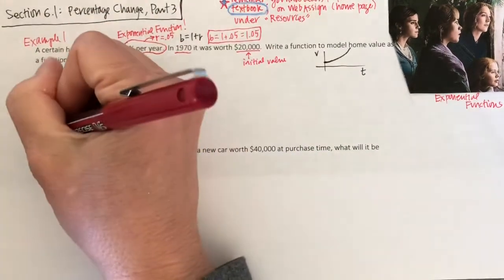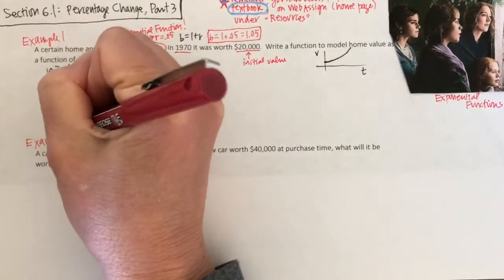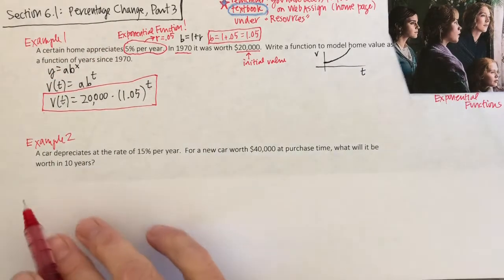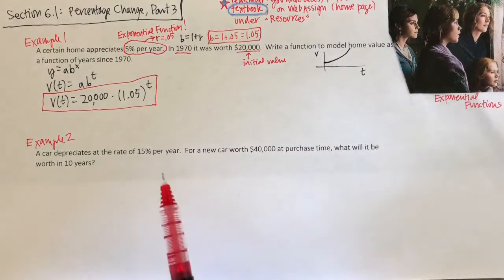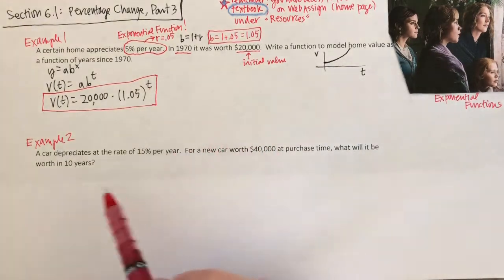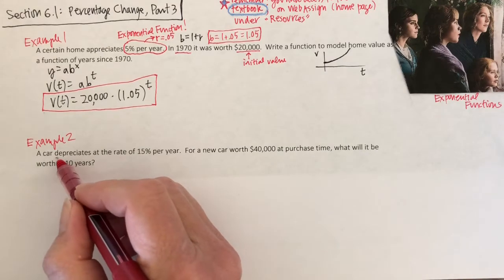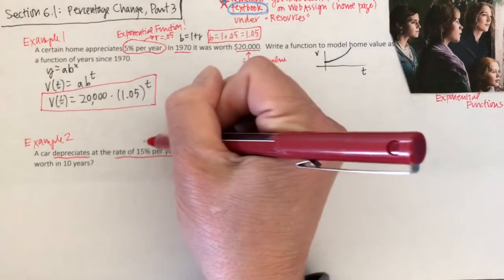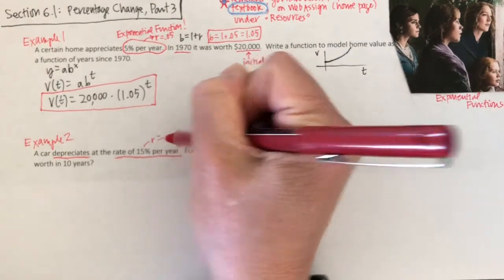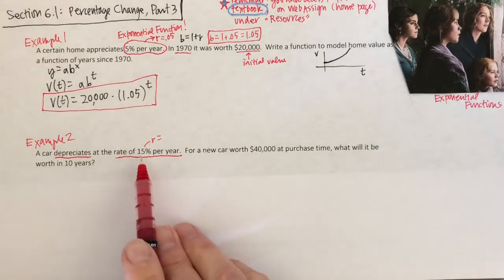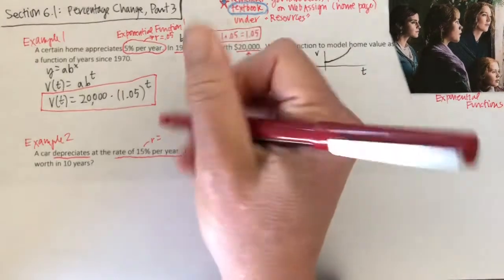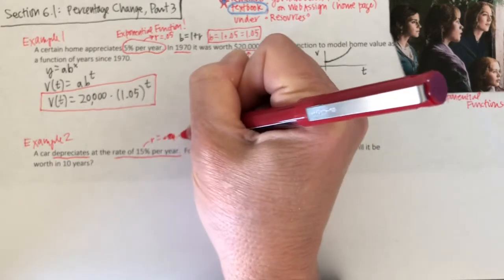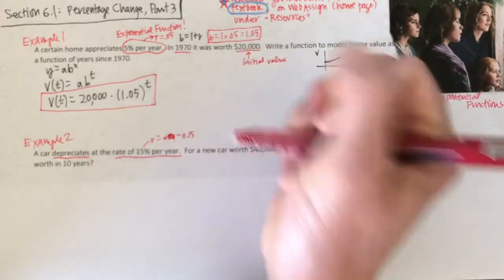Okay, a car depreciates. This is example 2. A car depreciates at a rate of 15% per year. For a new car worth $40,000 at purchase time, what will it be worth in 10 years? Really similar setup. The only different thing is we're depreciating here. So a car depreciates at the rate of 15% per year. So here our r is, if it's depreciating, r is not 0.15, but it's going to be negative 0.15.